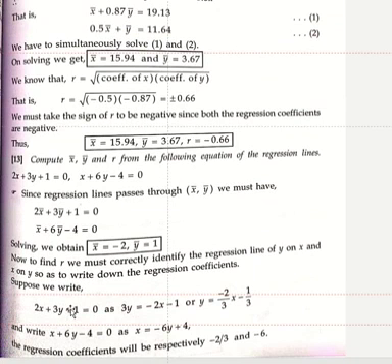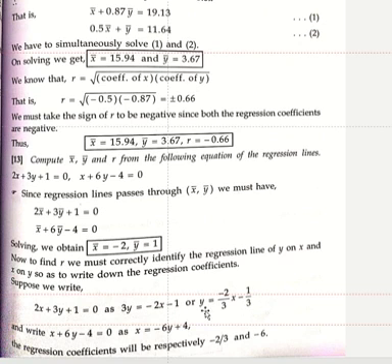Y is equal to ax plus b, and the second equation, x is equal to cy plus d. Therefore, 3y is equal to, shifting these two terms, minus 2x, and plus 1 will become minus 1. And here we need y. Therefore, divide by 3 on both sides. 3 by 3 is 1, 1 into y is y. That is equal to minus 2 divided by 3 into x, minus 1 divided by 3, here minus 1 by 3.